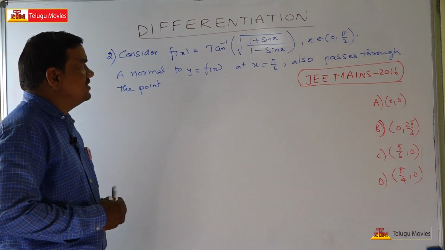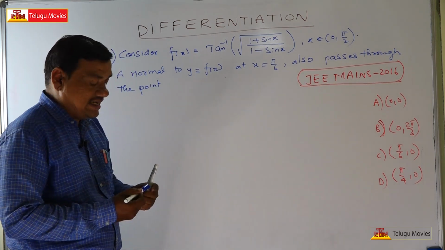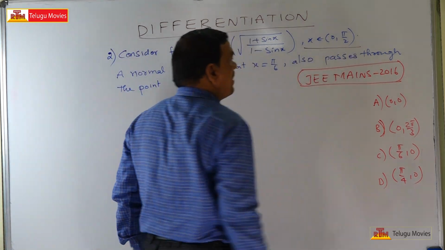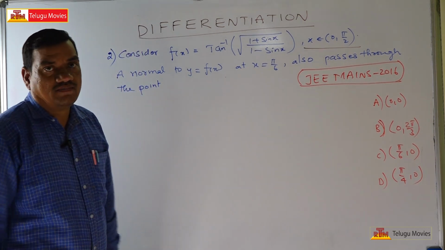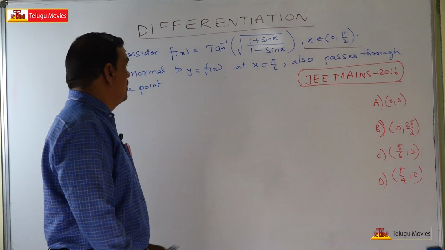First, f of x is equal to tan inverse of root of (1 plus sin x) by (1 minus sin x). Observe here, x belongs to 0 to pi by 2. That means x lies in the first quadrant. Okay, happy.